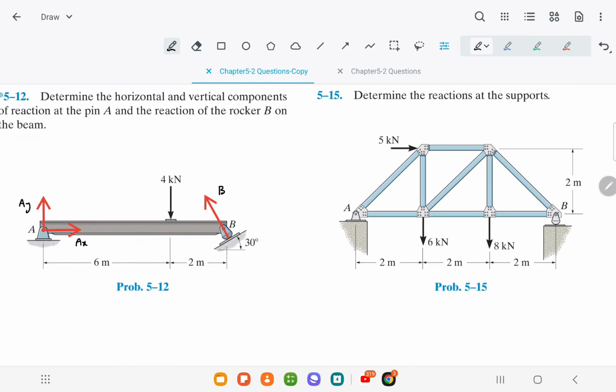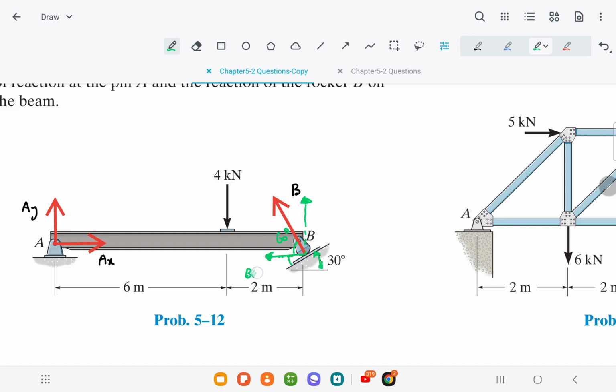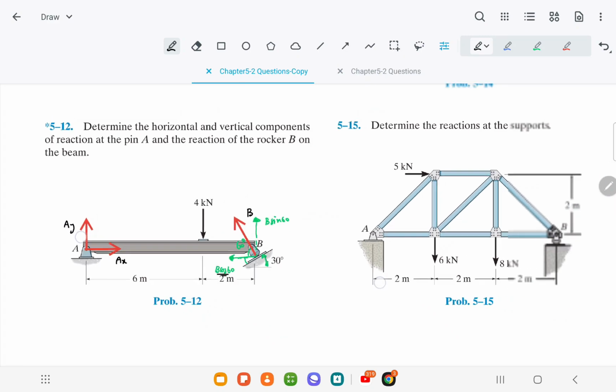We then have to project force B into its vertical and horizontal components. When this angle is 30 degrees, this angle is also 30 degrees, hence this would be 60 degrees. The horizontal component is B cosine 60 and the vertical component is B sine 60.